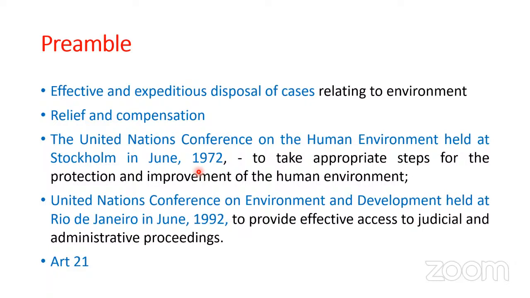So to protect the environment, the Rio de Janeiro conference asks countries to develop judicial and administrative proceedings to give people remedies. Here it insists the member countries take administrative steps and judicial steps by framing laws regarding protection of environment, so people can get compensation if there is any case of pollution in the environment. That is why this particular convention was brought.